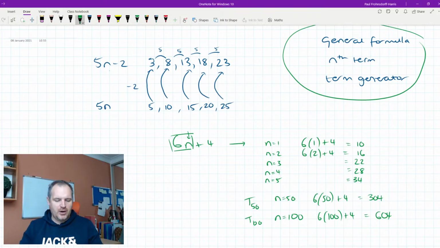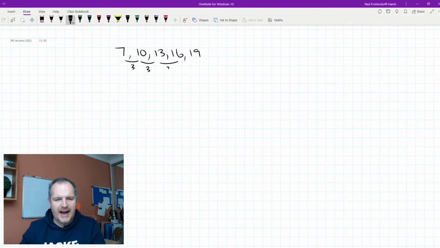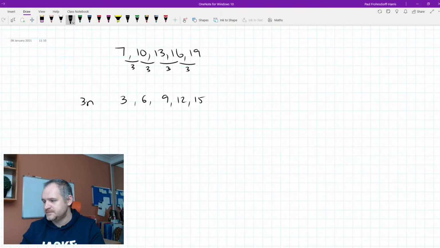Let's do another couple before I set you the task of going through the worksheet that is below us. So, we've got a new question, 7, 10, 13, 16, and 19. First thing is find the gap. Then we write down that times table. This is the 3 times table, 3n, 3, 6, 9, 12, 15. Some of you may even start doing this in your heads.